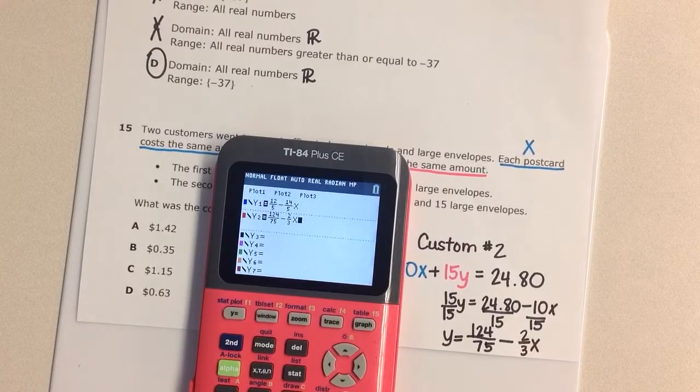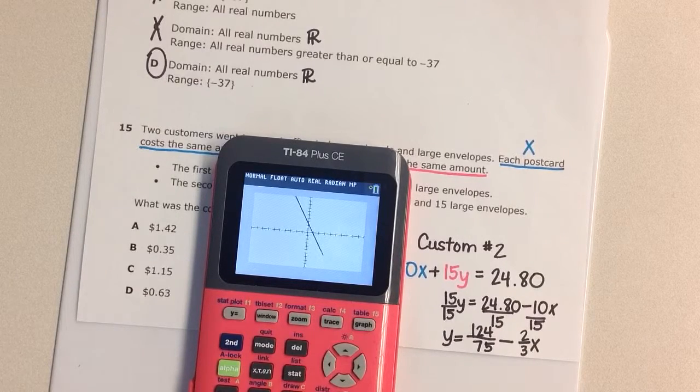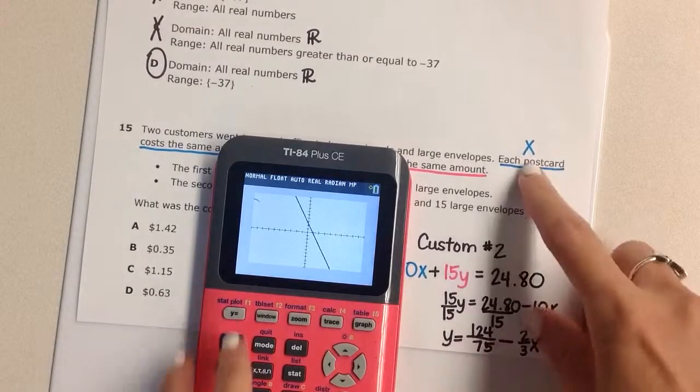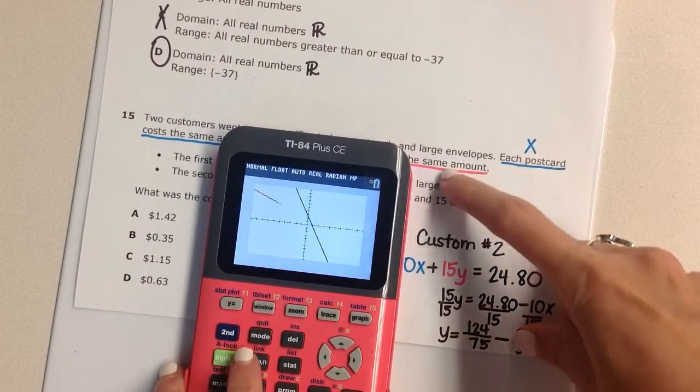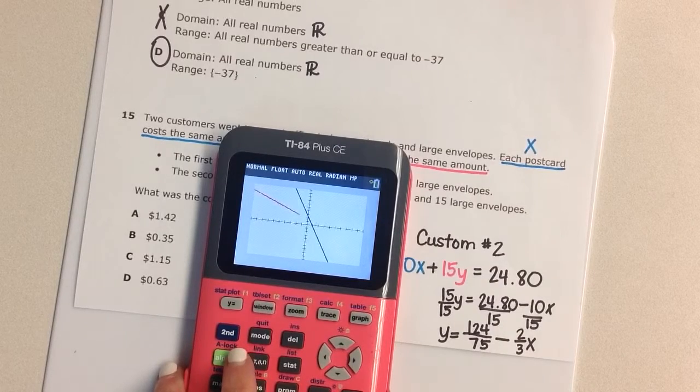I want to get both equations in so I can graph them and see where they intersect, because where they intersect is where they have a common x and a common y value, because both customers paid the same for the postcard and they paid the same amount for an envelope. So it's graphing it very slowly, and they intersect here. And so now I want to find that intersection point.